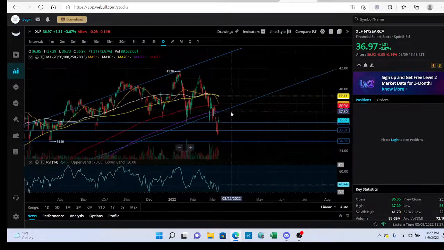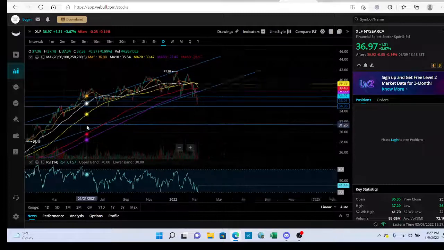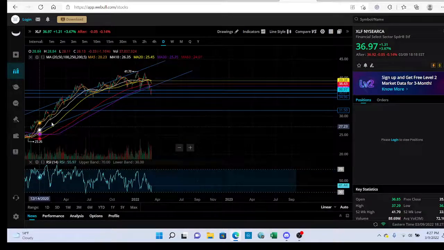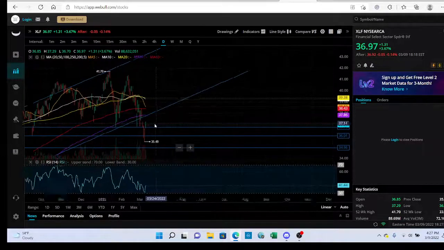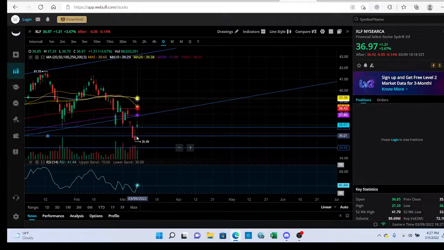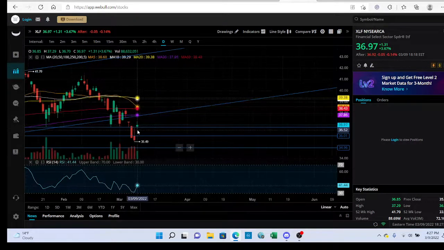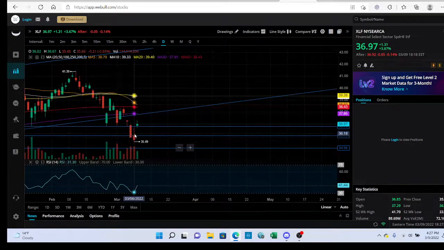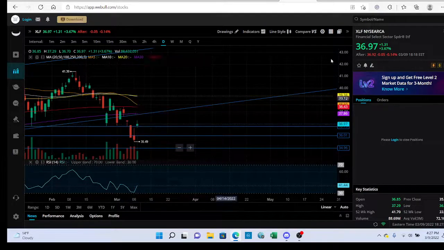So right here is the XLF. And you can see XLF doesn't look too good because it broke this trend channel. But what does look good is today's movement. We basically broke through two levels of prior support, which were then acting as resistance. So now we're two areas above, and we closed right here at 36.97.